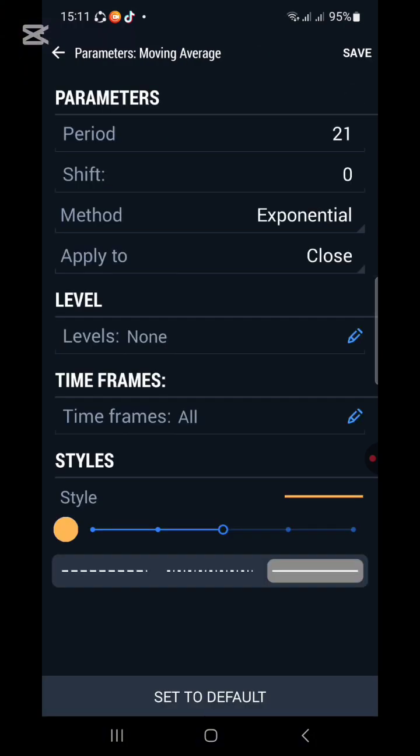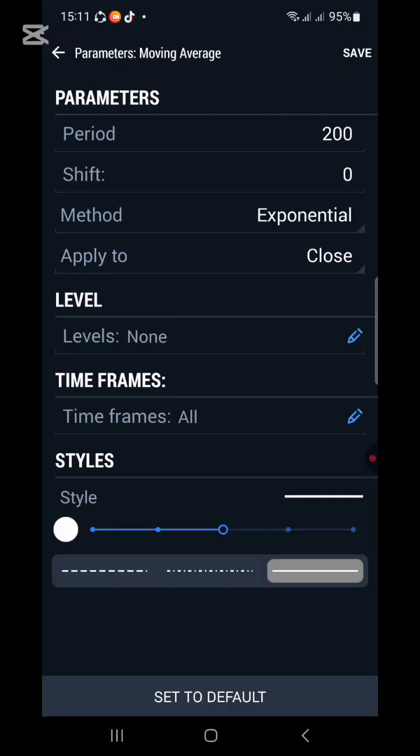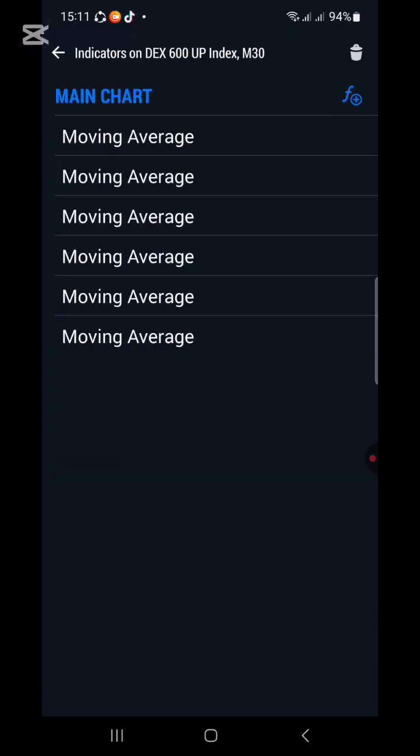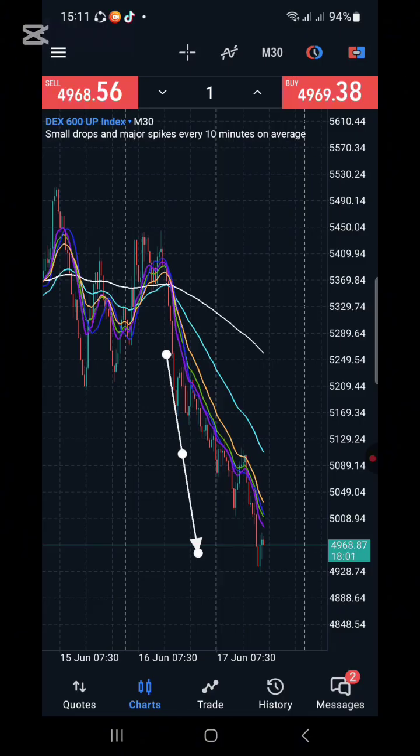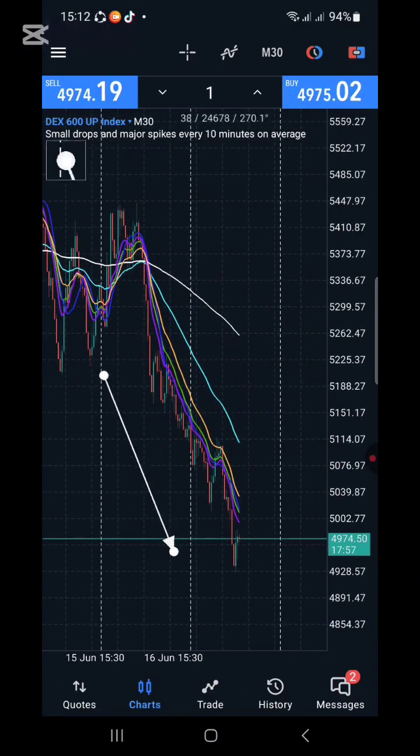Then there is another EMA that you should put. Just check if you added this. The other one, 200. Add 200, shift 0, exponential. Put style to white. Once you have done this, you are done. So it should appear like what you are seeing on the screen here.